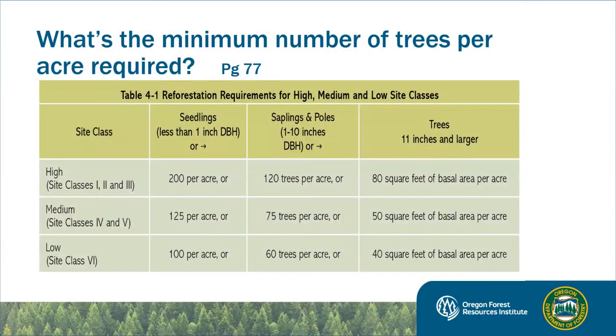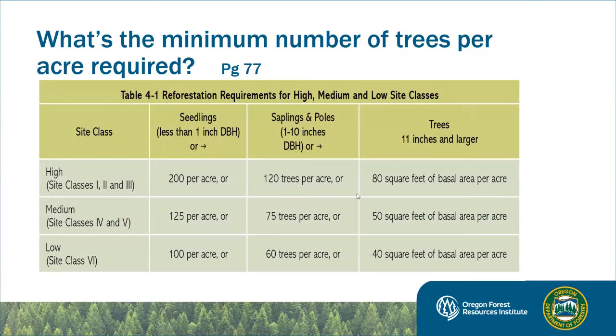And so this table shows the different requirements for reforestation on the different site classes. So for high site classes, mainly Western Oregon, seedlings, minimum 200 trees per acre. Sapling and poles, which are 1 to 10 inches in diameter, 120 trees per acre. And trees 11 inches and larger, 80 square feet of basal area per acre.